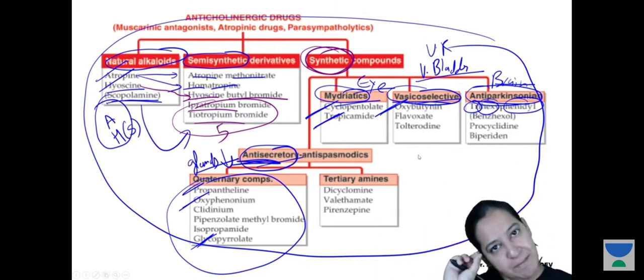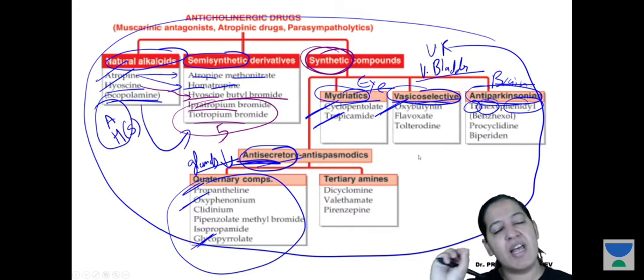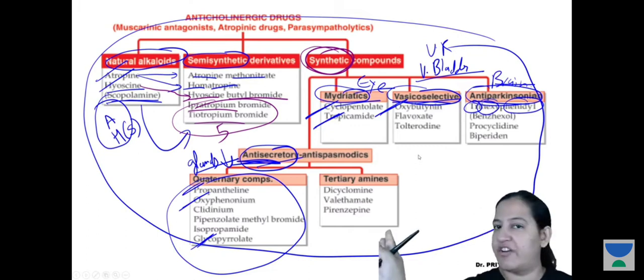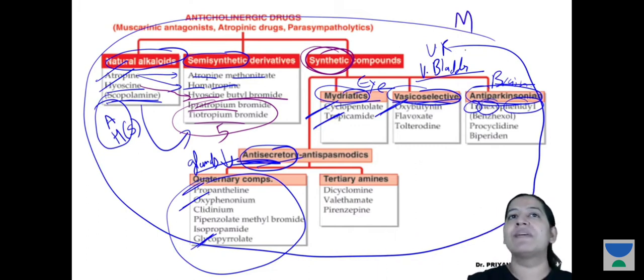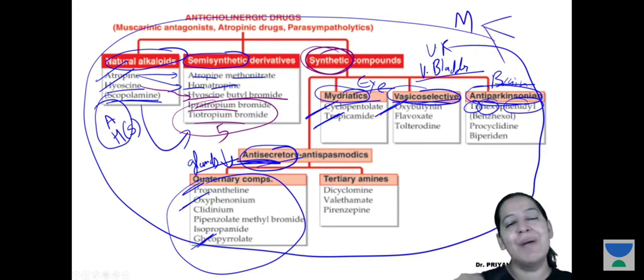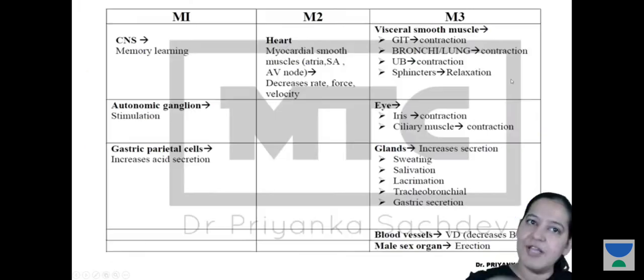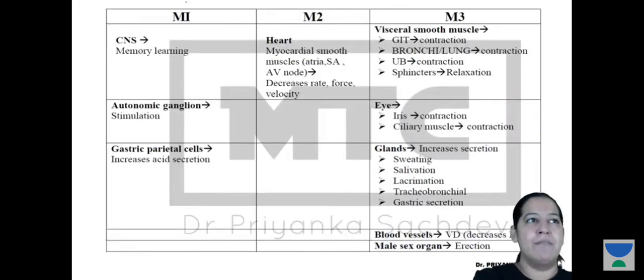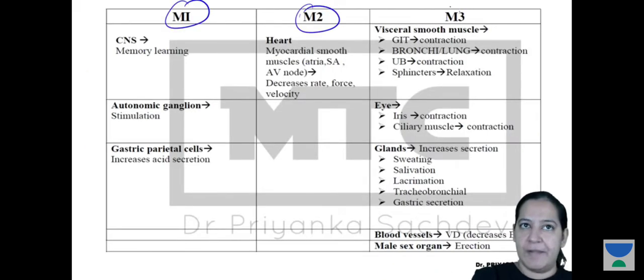I made it clear at the start of the chapter that these drugs do not block nicotinic receptors. All of them block only muscarinic receptors. But which muscarinic: M1, M2 or M3? Which of them is blocking which one? All of them are blocking all three: M1, M2, M3. All these three receptors are blocked by these drugs.